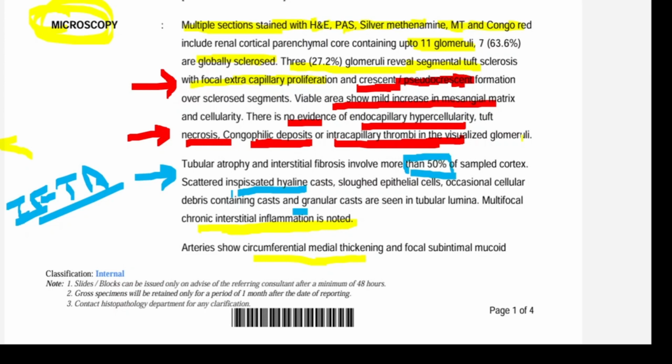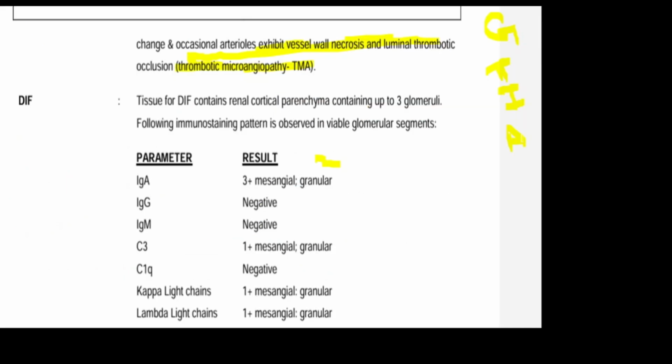We have seen the histopathology at 400 magnification. We saw what damage is going on in the kidney. But did we get any clue for the etiology? Till now, no. So now we are going to the immunofluorescence microscopy.